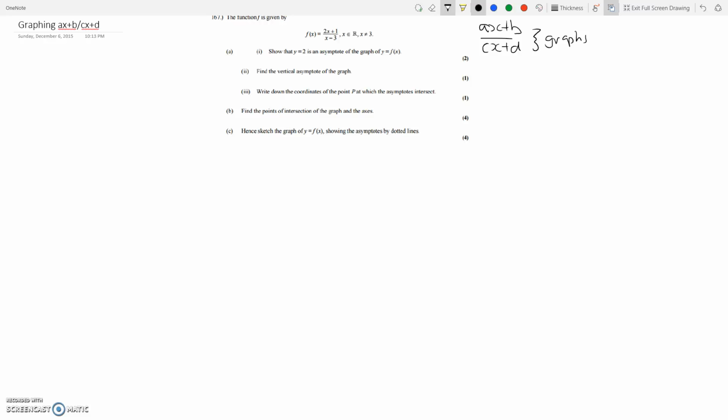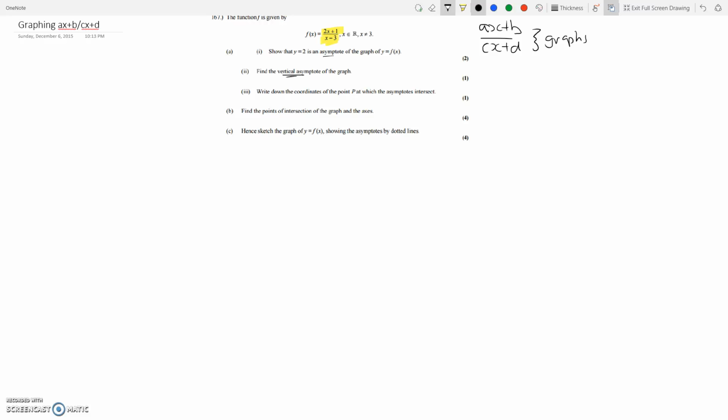So the function f of x is given by 2x plus 3 over x minus 3, for x is all real numbers and x does not equal 3. Show that y equals 2 is an asymptote of the graph y equals f of x. From this we can exactly find out what the vertical asymptote is. So we can answer this question first.